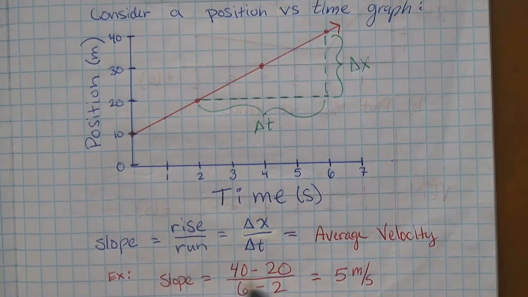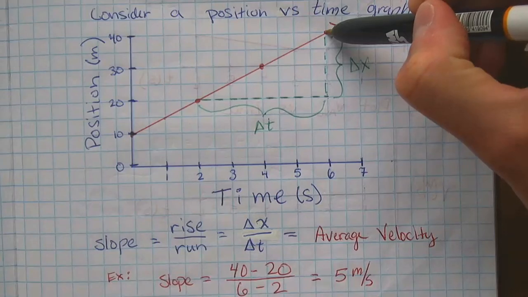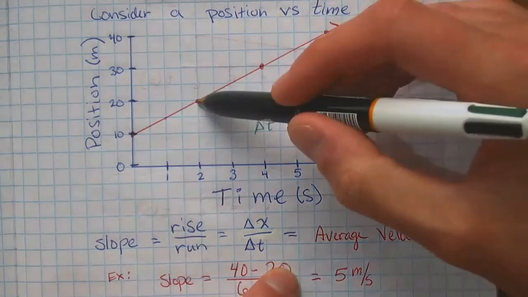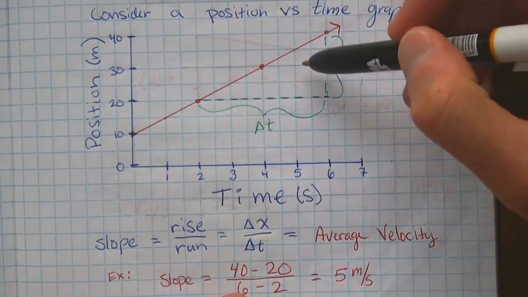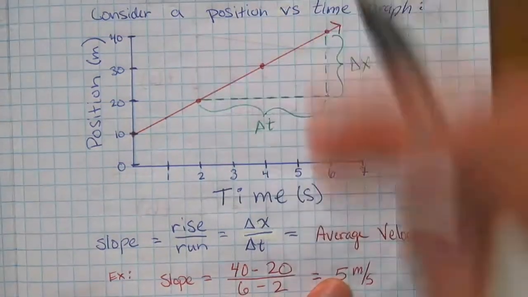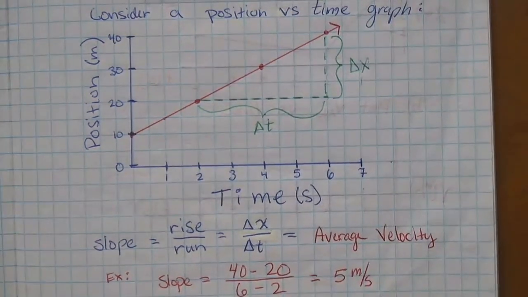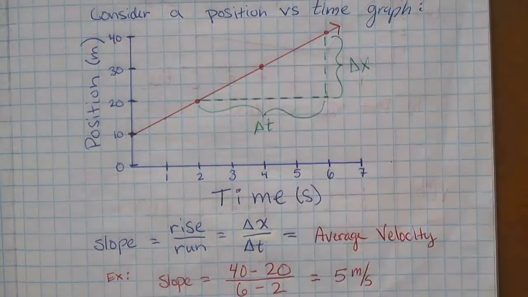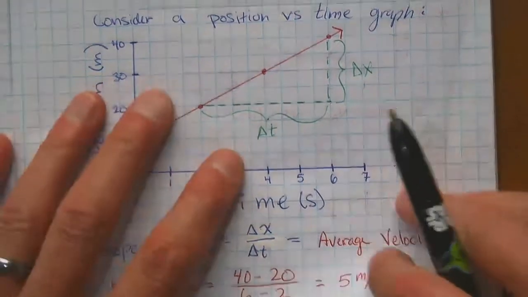So the slope in this case would be the final position, 40, minus the initial position, which is 20, over the final time, which is 6, minus the initial time, which is 2. It gives you 5 meters per second, which is the slope of this line and also how fast the object is going.